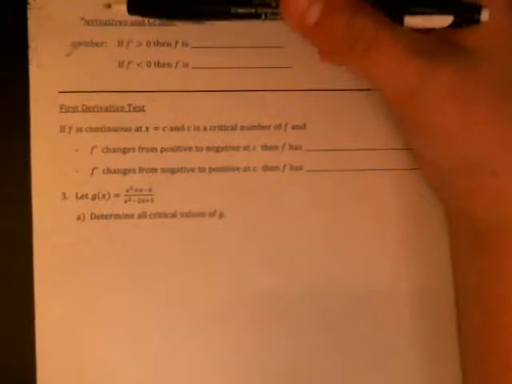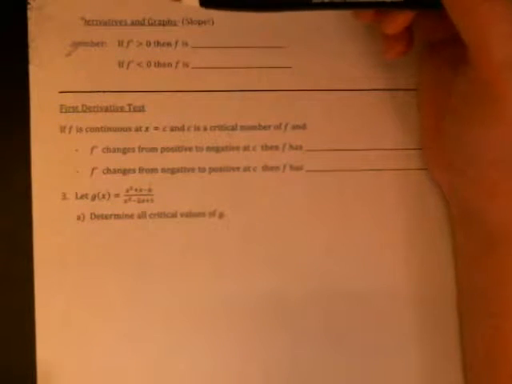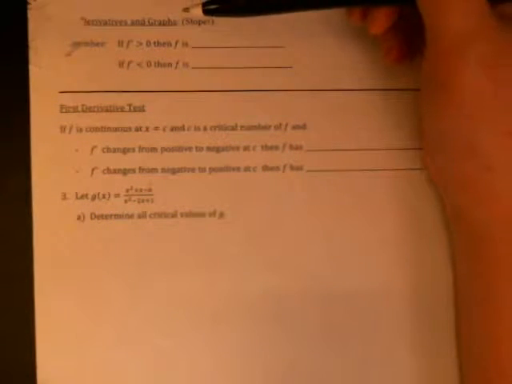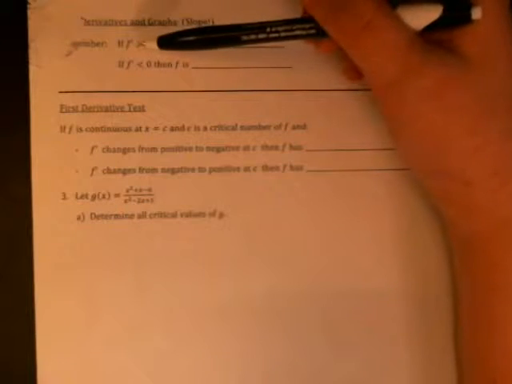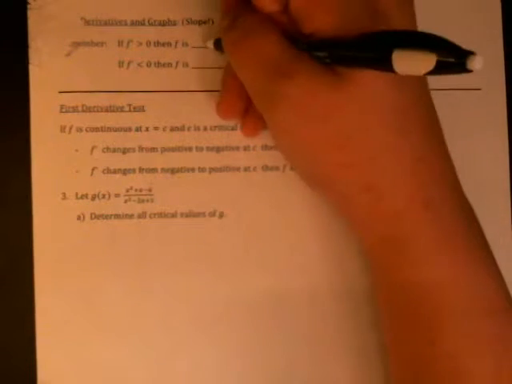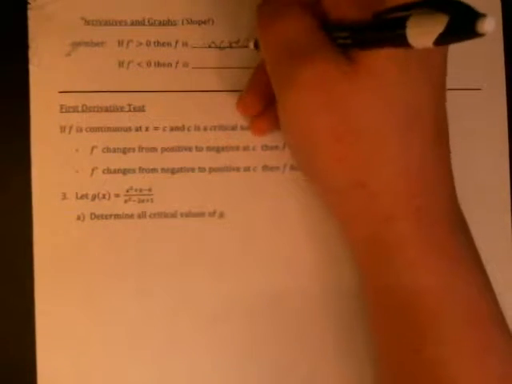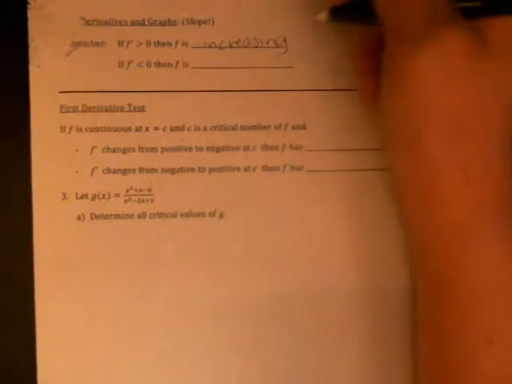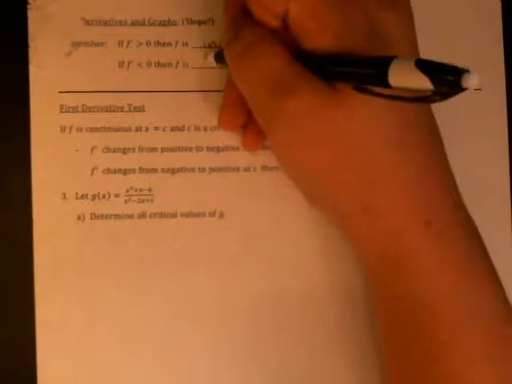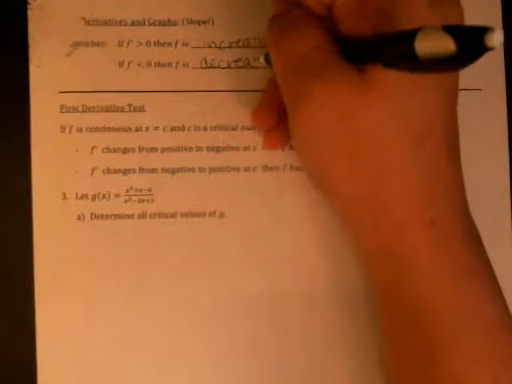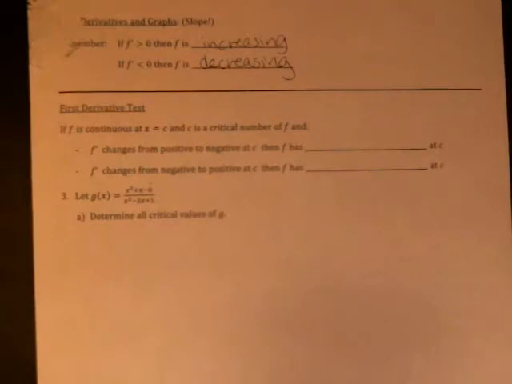Derivatives and graphs. Okay, so we want to remember f prime tells us about the slopes of the tangents to the function, which means if f prime is greater than 0, the slopes are positive and the function is increasing. And if f prime is less than 0, the slopes are negative and the function is decreasing. Okay, so the first derivative test is entirely based on that.